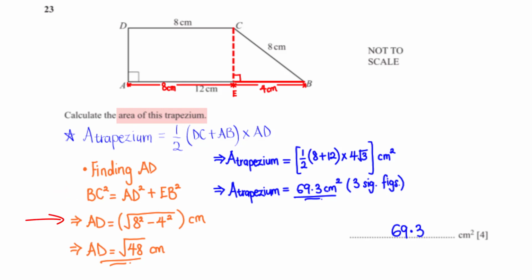When we work that out by substituting the values of AD and EB, we get AD to be square root of 48 centimeters. Note that I am intentionally not writing AD in decimals since that is not our final answer. The square root of 48 is the same as 4 square root 3. So after typing this into the calculator, we get the area of the trapezium as 69.3 centimeters squared, correct to 3 significant figures.